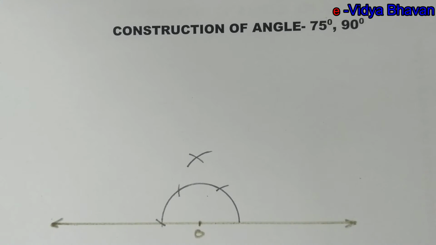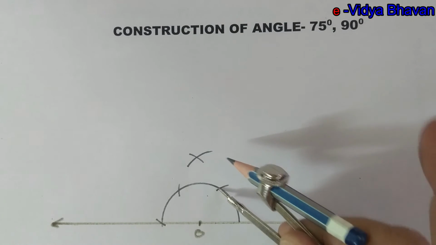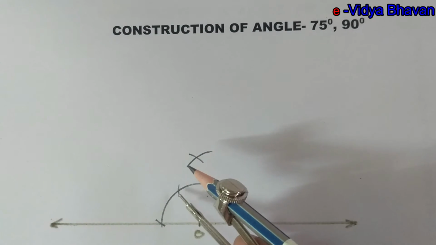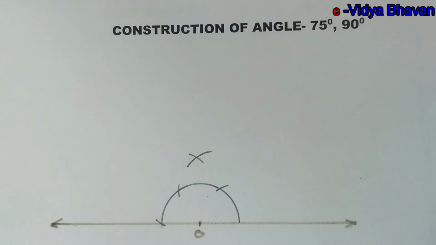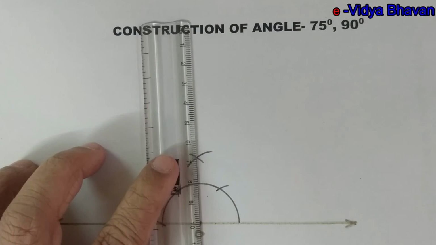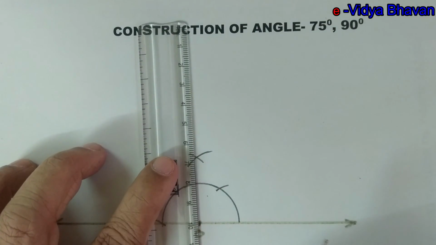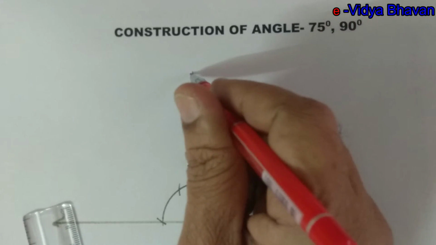In this diagram, remember, we are not drawing 60 degree line, we are not drawing 120 degree line. We are directly using the arc of 60 degree and cutting an arc, and then again with the help of 120 degree arc we are drawing the second arc and they intersect here. And this is your 90 degree.